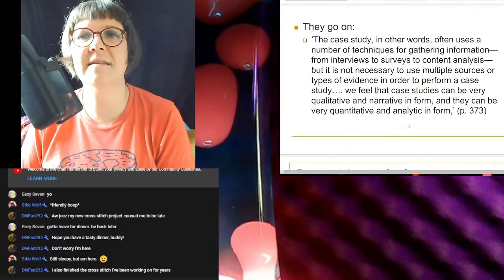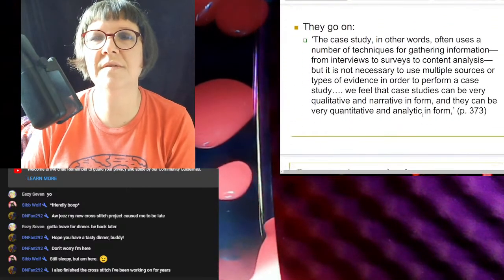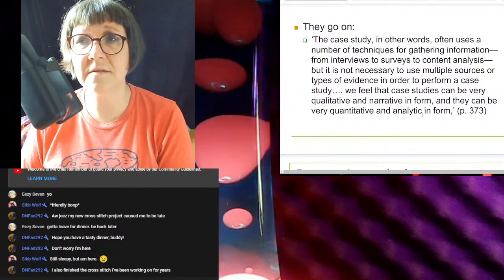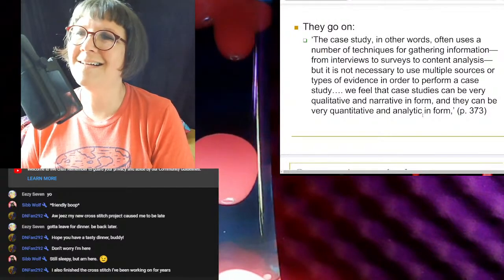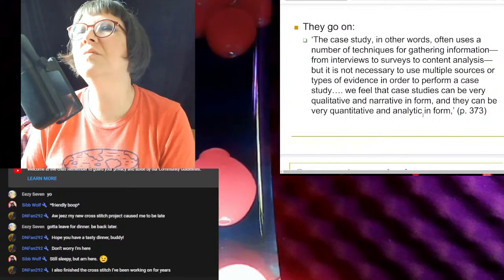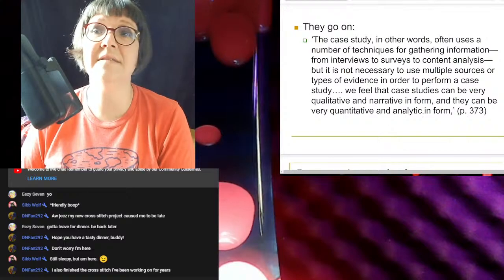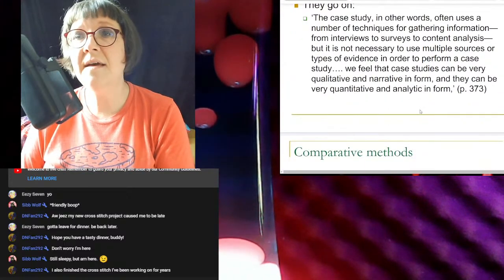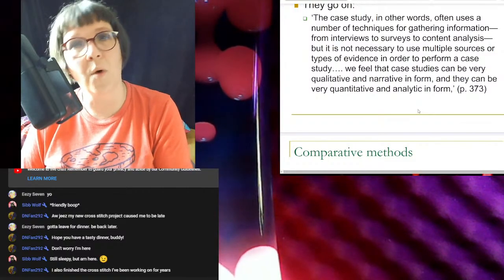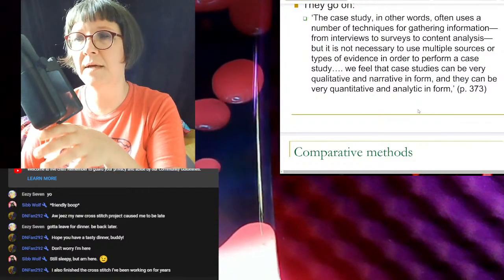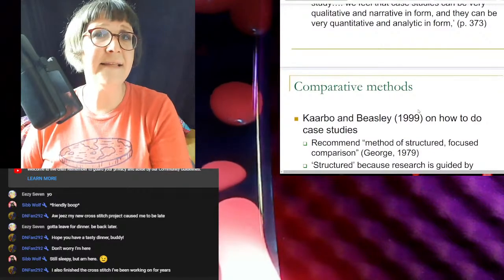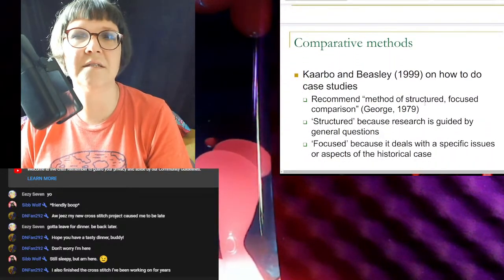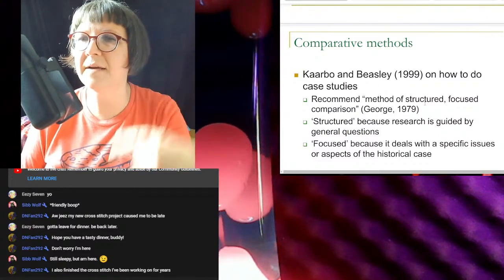They go on to write that the case study, in other words, often uses a number of techniques for gathering information, from interviews to surveys to content analysis, but it is not necessarily necessary to use multiple sources or types of evidence in order to perform a case study. We feel that case studies can be very qualitative and narrative in form, and they can be very quantitative and analytic in form. And that's true. It depends on the approach you want to take and whether or not you want to do inductive or deductive or retroductive, where you're going back and forth.